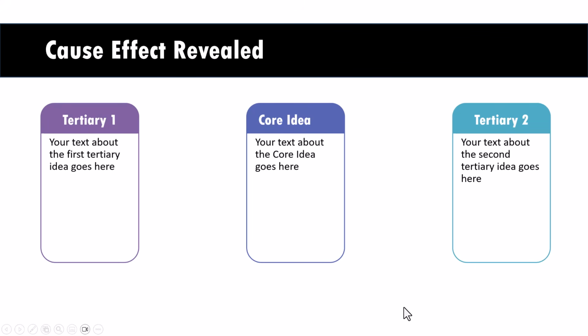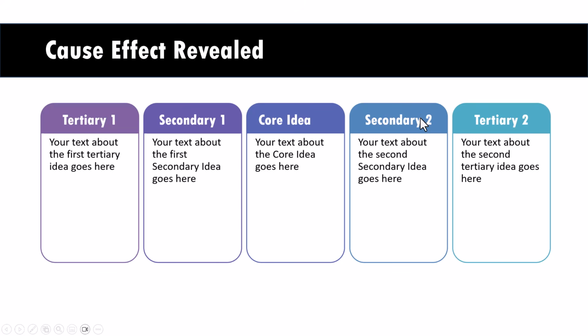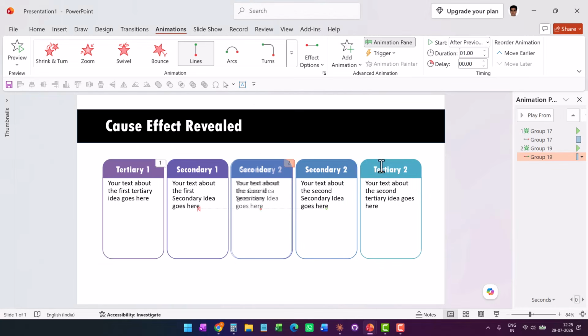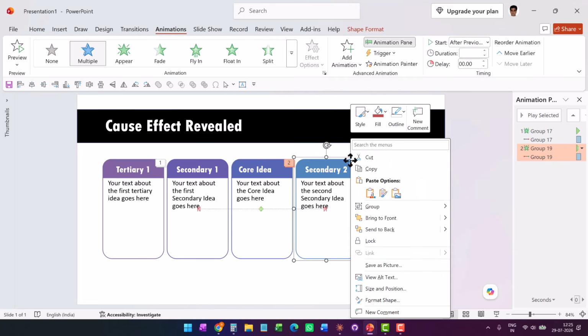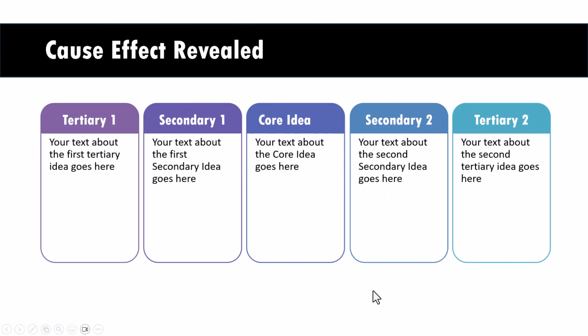So when I go to slideshow, first I talk about the core idea, then on a click I reveal the first secondary idea, and then on a click I reveal the second secondary idea. And the reason why this is coming from the top is because we have not sent it to back. So I'm going to right click and send it to back. Now that would solve the issue, secondary 1 and secondary 2.